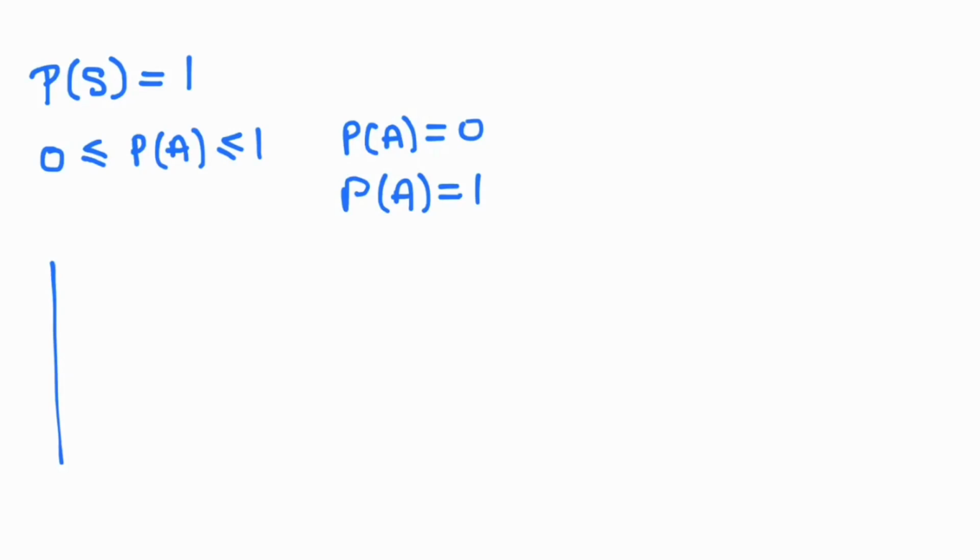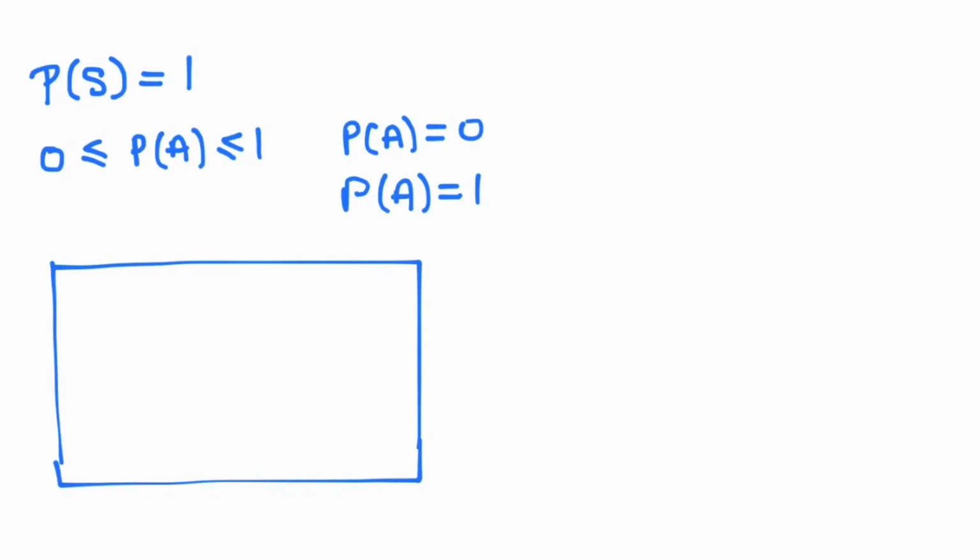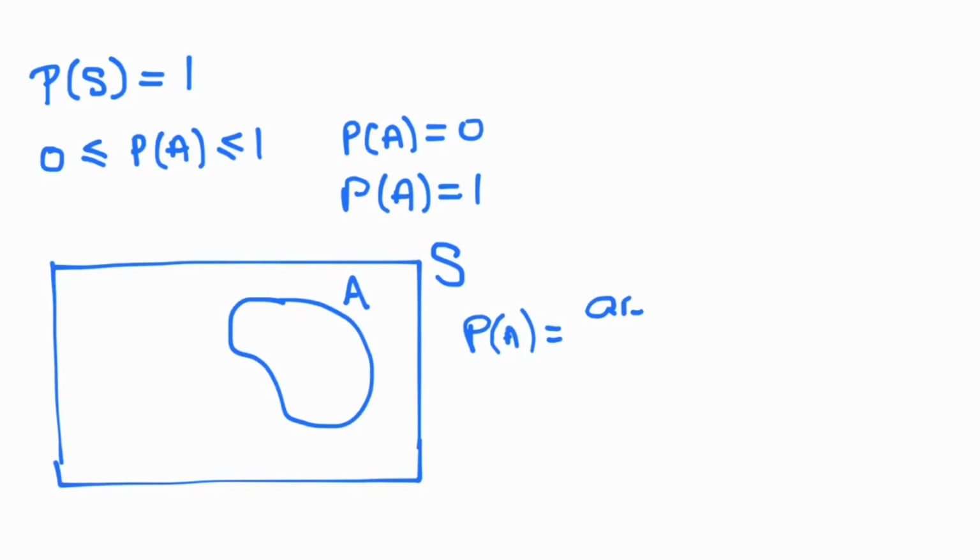A simple way to think about probability is by using a Venn diagram. In a Venn diagram, we use a rectangle S to represent the sample space, and then some shape inside S to represent an event A. And we can think of the probability of A as the area of A divided by the area of S.